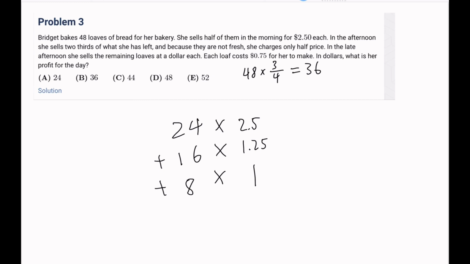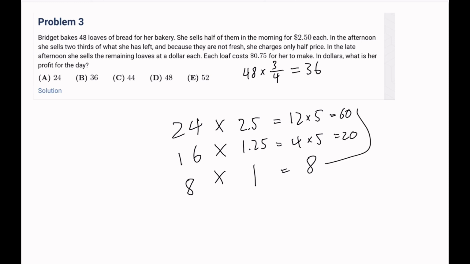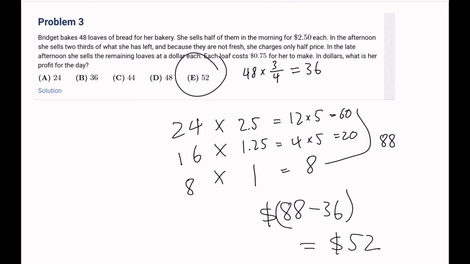And so 24 times 2.5, that would be 12 times 5, and 16 times 1.25, that would be 8 times 2.5, which would equal 4 times 5, and this is just basically 60, 20, 8, if you add them all together, it's 88, so it's $88 minus $36, which equals, how much is it? $52. Therefore, the answer is E.